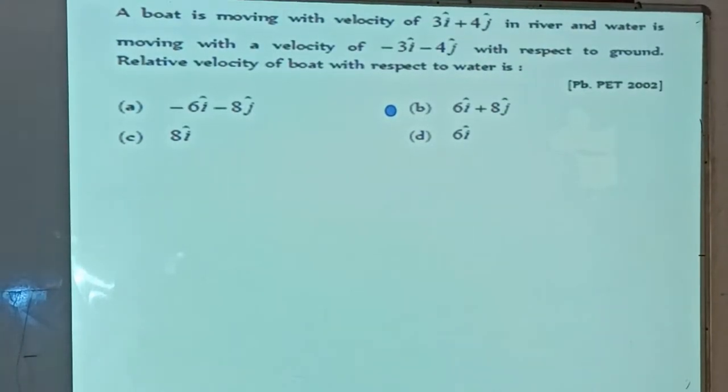A boat is moving with velocity of 3i plus 4j in a river and water is moving with a velocity of minus 3i plus 4j with respect to ground.